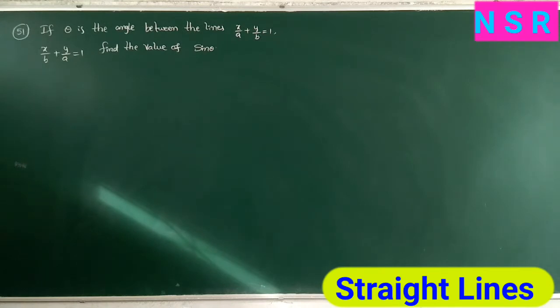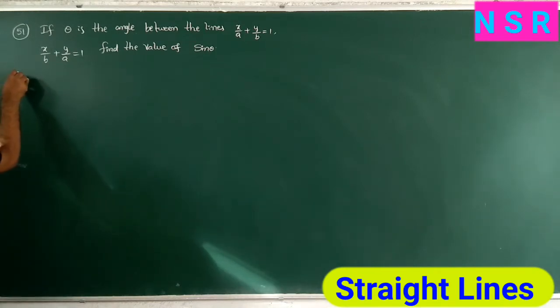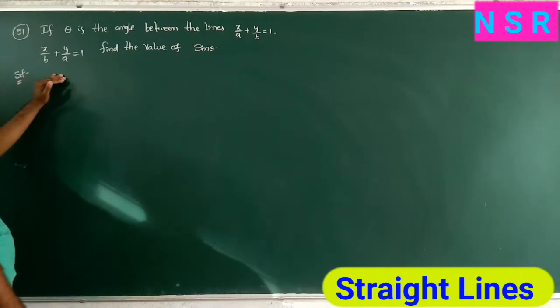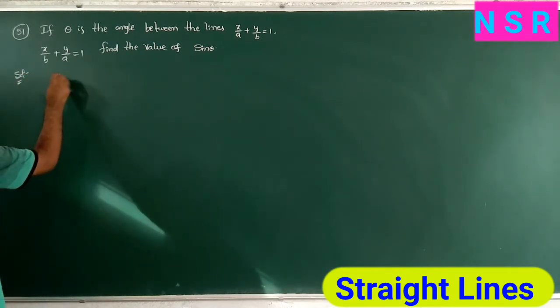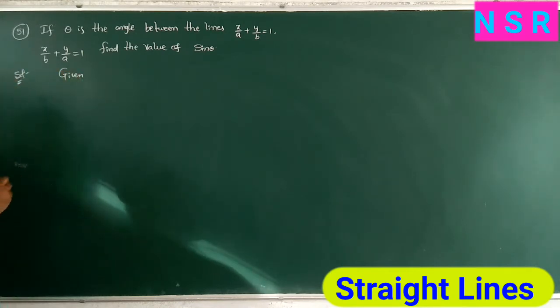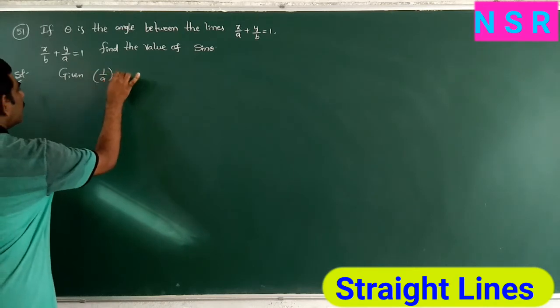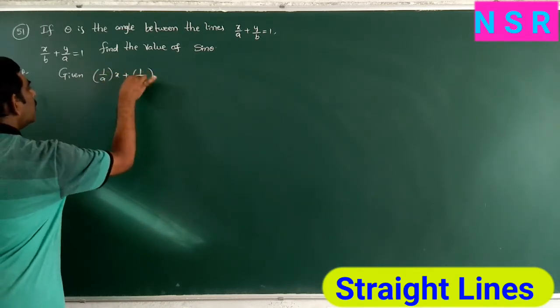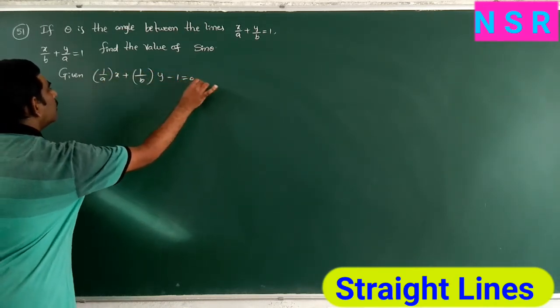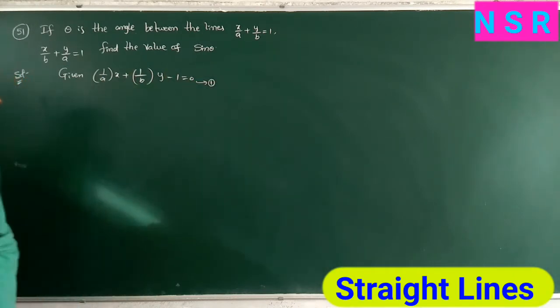So next, question number 51. If theta is the angle between these lines, find the value of sin theta. Here two lines are given. First find the angle between these lines, that is, first find cos theta. Here given x by a plus y by b equal to 1. It can be written as 1 by a into x plus 1 by b into y minus 1 equal to 0. So this is equation 1.